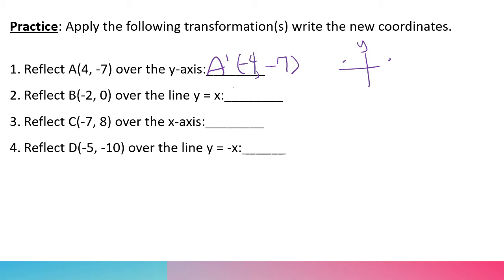So reflecting in the line y equals x. When I reflect a point in the line y equals x, simply what happens is the 2 coordinates change signs.